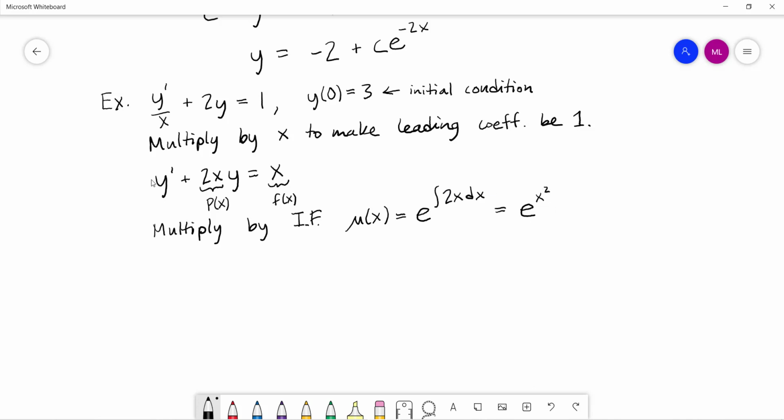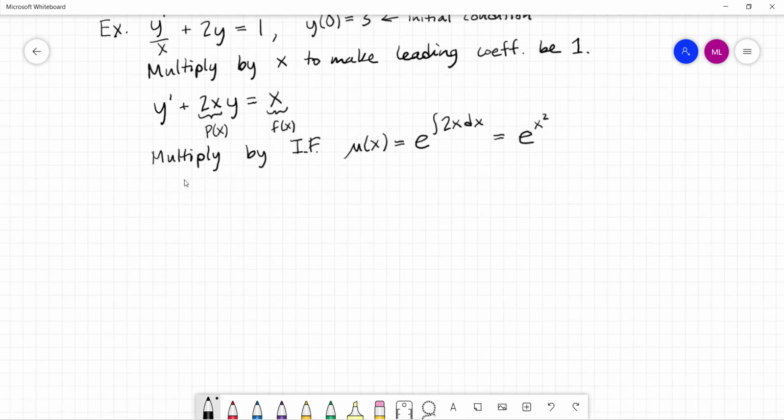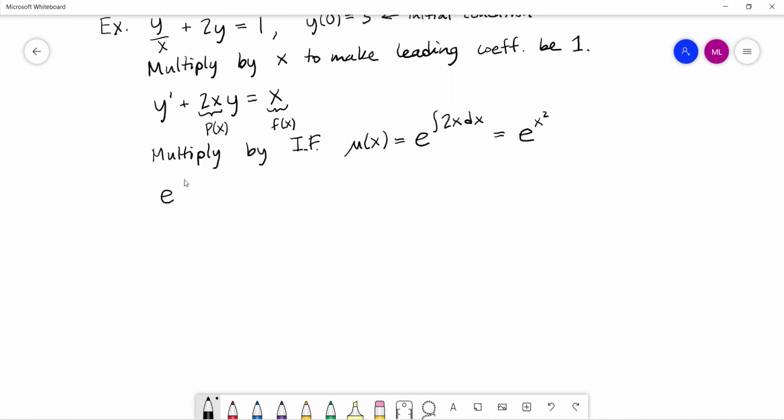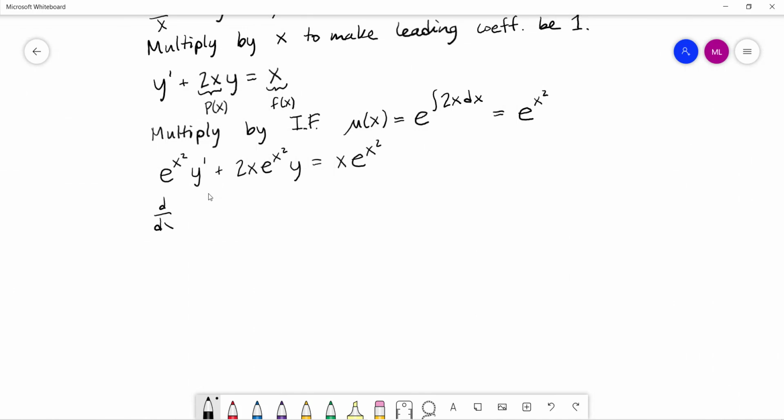So here is the factor that I need to multiply this whole equation by to get it so that the left-hand side looks like the result of product rule. So what we're going to wind up with is e to the x squared times y prime plus 2x e to the x squared times y equals x times e to the x squared. Sure enough, this left-hand side, assuming we didn't screw up, looks like the result of a product rule. And so I should be able to rewrite this left-hand side as the derivative of mu of x times y. So e to the x squared times y.